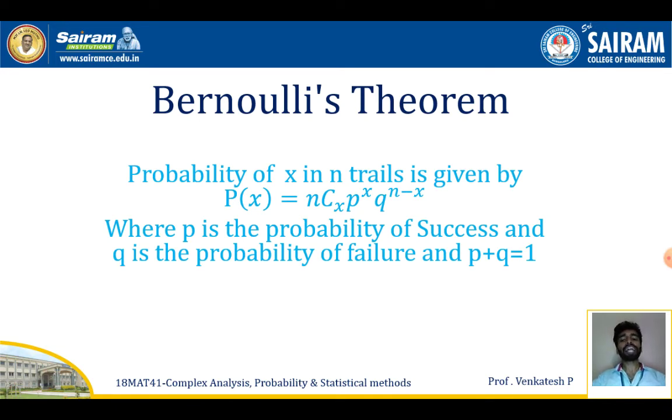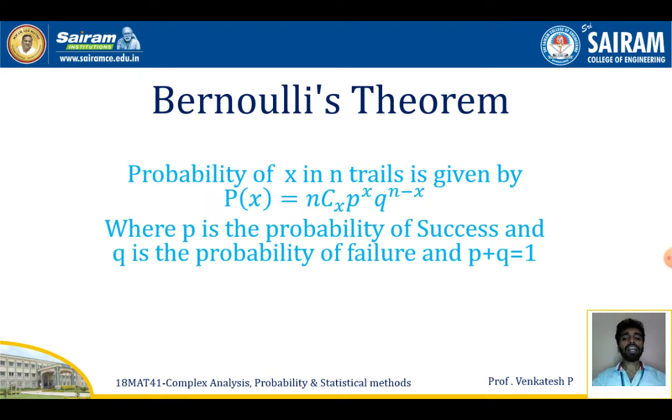The statement is like this: probability of x in n trials is given by P of x is equal to nCx p power x q power n minus x, where p and q stand for: p is the probability of success and q is the probability of failure, and the sum of these two probabilities will be equal to 1, that is p plus q will be equal to 1.